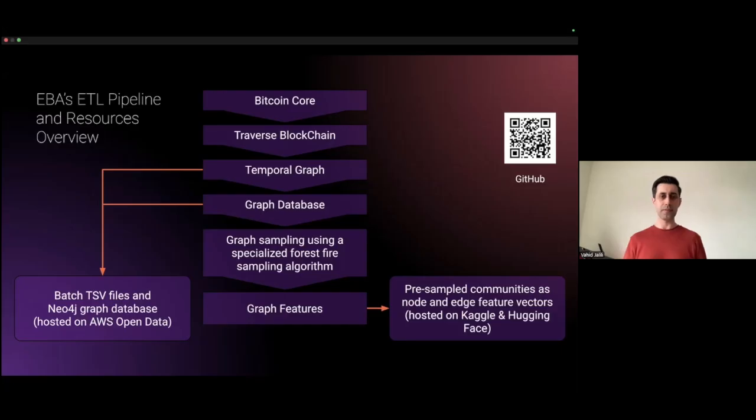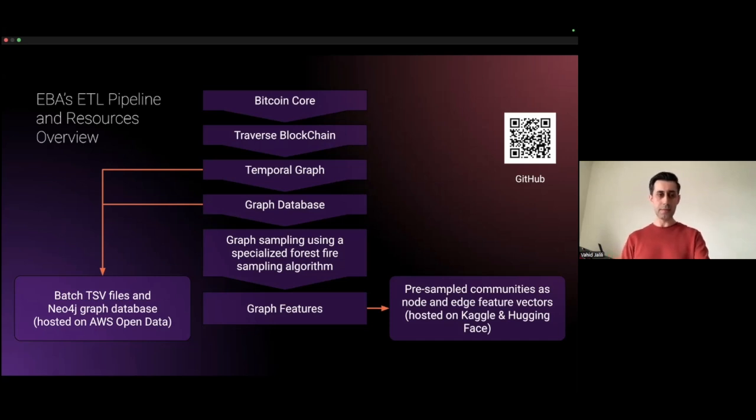Then we put that temporal graph in a temporal graph database, and we develop all the sampling algorithms, as I discussed, like the forest fire sampling algorithm. Then you can extract features, and those features could be sampled communities. You have feature vectors for nodes and for edges, with different types of nodes and edges, each with a separate feature vector, and then you can start working with your machine learning models on top of that.